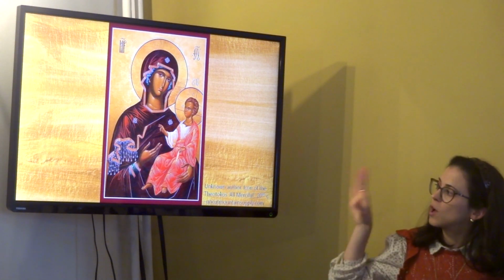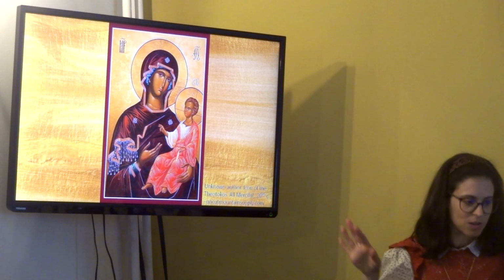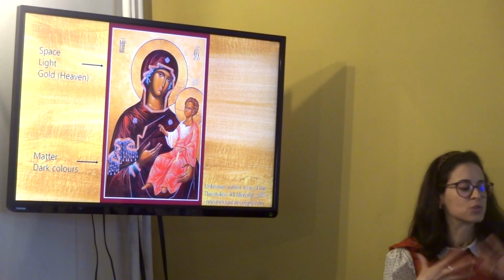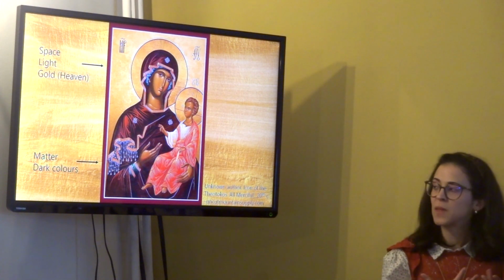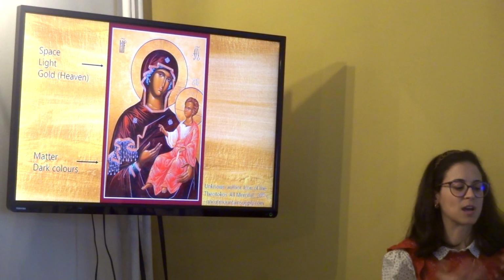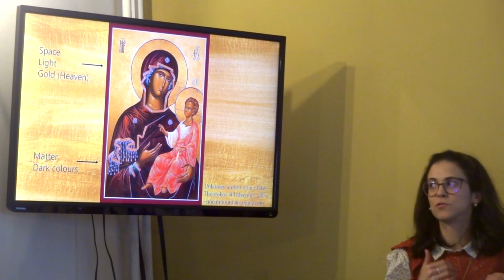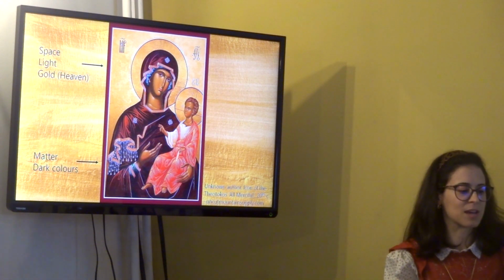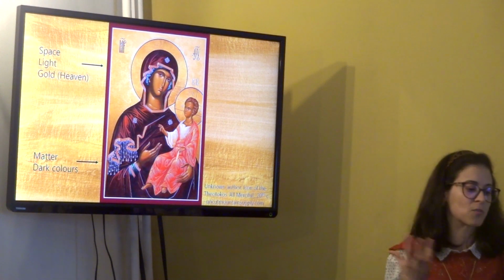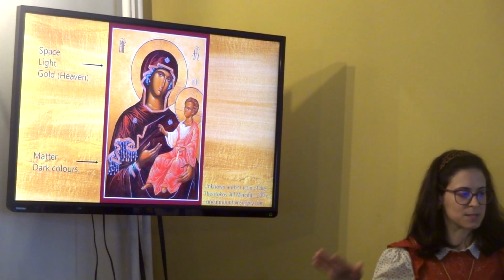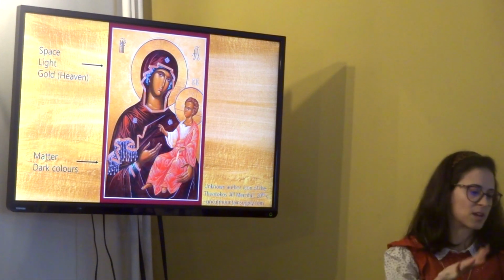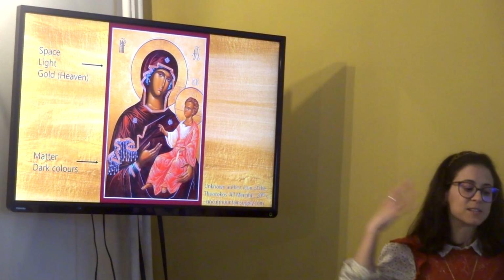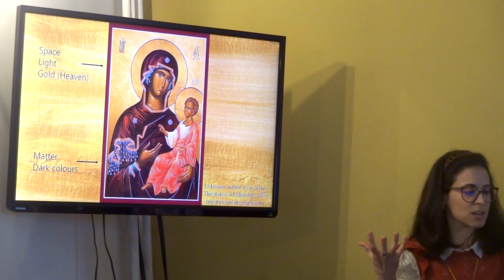First of all, when we look at an icon, any icon, we will see that the lower half always has a lot of matter, a lot of dark colors, and that means that the lower half is our world, the world of matter, the world of darkness, even of grief. And then the upper half has a lot of space, has a golden background, which in Byzantine art always stands for heaven, and in Western art as well, but mainly in Byzantine art. And you see the halos as well. So above is the spiritual world, is God, is heaven, is light.